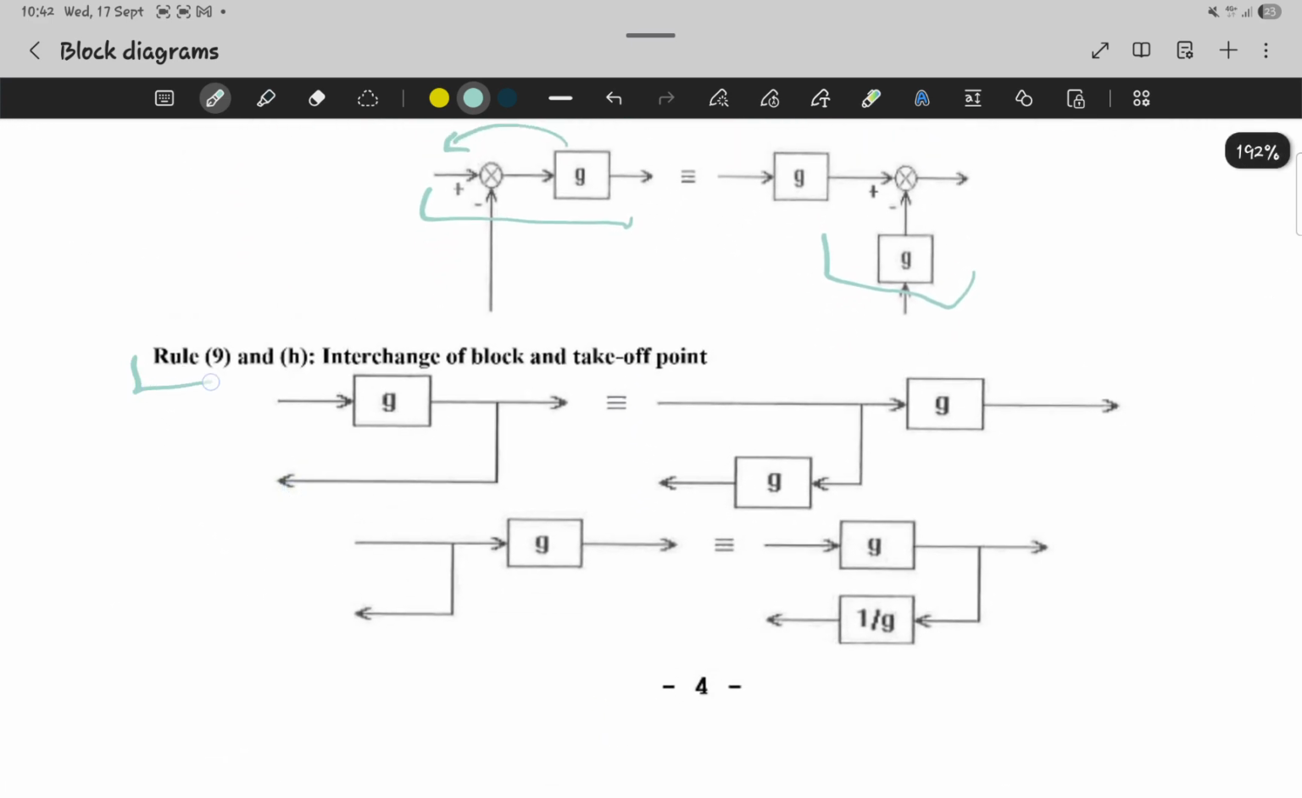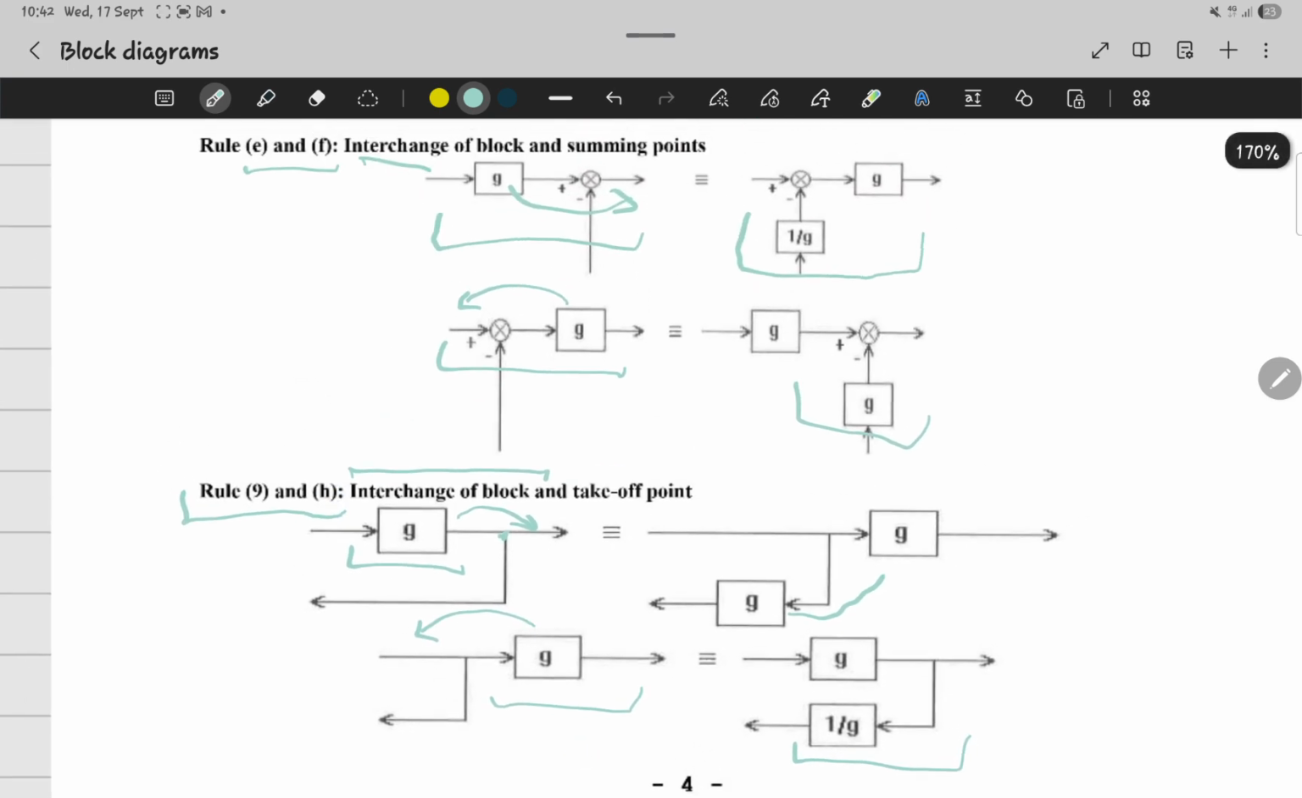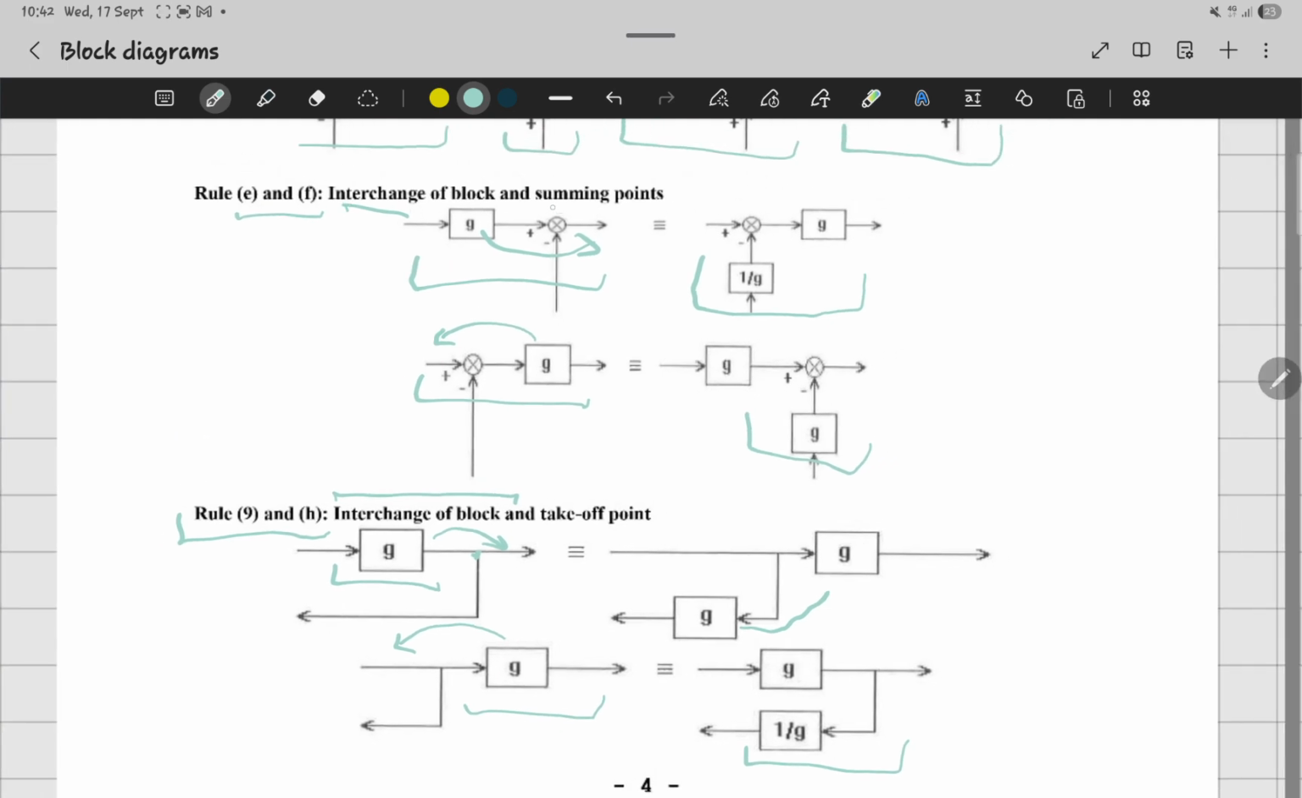We also have this one, rule G and H, for interchanging blocks. If you have something like this and you want to move this block to the other side, because there's no summing point, just a normal connection, you're going to end up with this block. The same goes for this one. When you have to move this one to the other side, you will end up with something like this. So we have two interchange rules: when we have a summing point, and when we don't have a summing point, it's just a takeoff point.